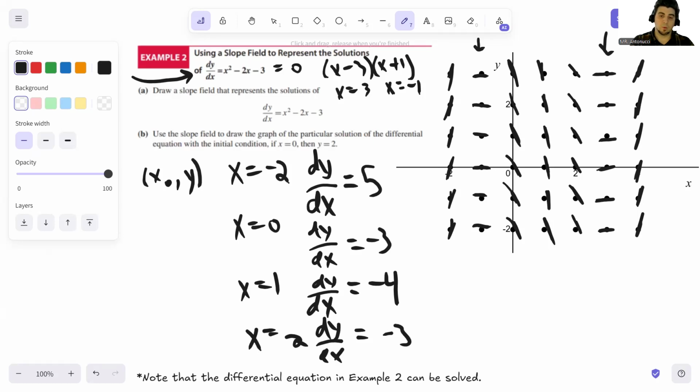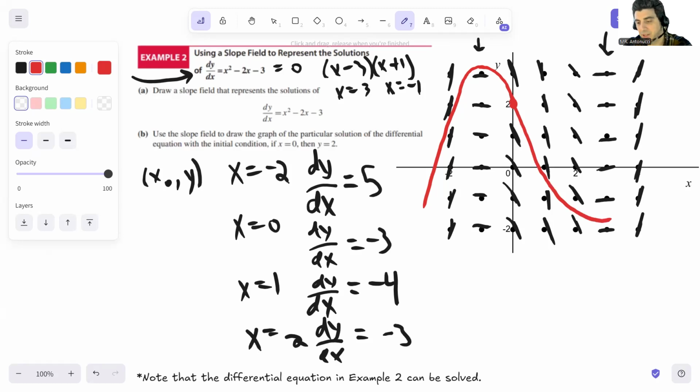But in part B, we're going to draw the graph of the particular solution if x equals 0 and y is 2. So if x equals 0 and y is 2, we're talking about this point right here. And so what we want to do is start moving to the left and follow. So we have a horizontal tangent line, which means we're going to have a relative extrema, possibly, especially since the tick marks change direction there. Okay, then we go like that. And then to the right, it's going to get steeper, but then less steep.